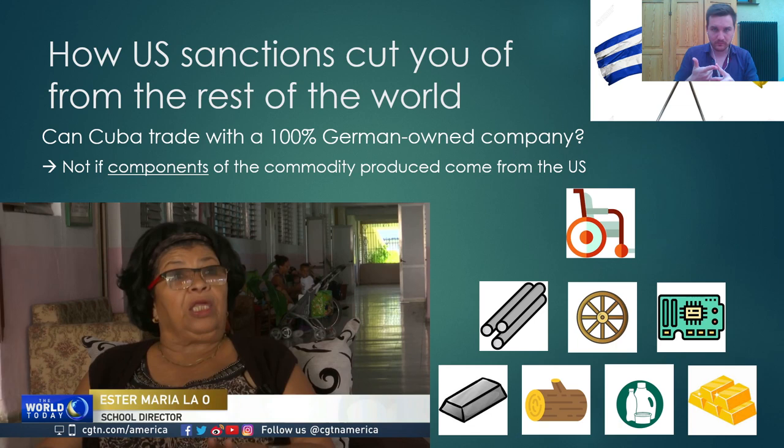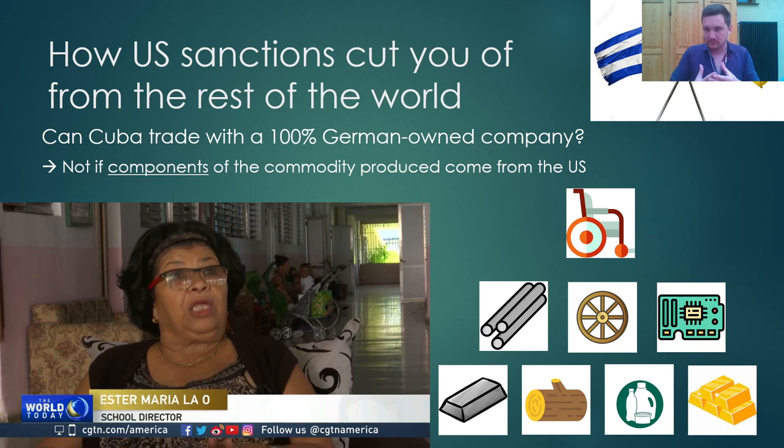And this basically cuts you off from the rest of the world, because which company on the planet knows from the end step of production to the beginning of production where its products are coming from? Is the wood in your wheelchair from an American tree, or is the gold in your control unit from South Africa? And maybe the company that is mining this gold is partially owned by the United States. And this basically means Cuba cannot trade with the rest of the world, right?